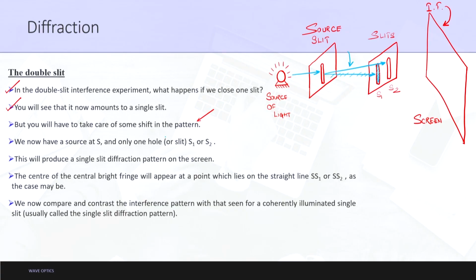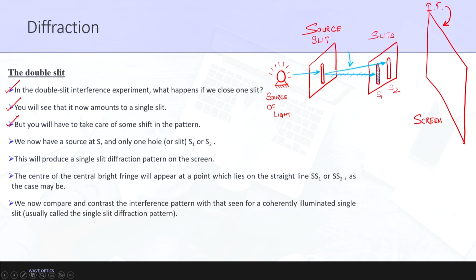But if we close one slit, let's say this slit is closed now, then only an unsymmetrical, one-direction passage of light is moving on, and therefore an interference fringe is formed on the screen. Because of this unsymmetrical passage of light, there is a shift in the screen's visibility of the interference fringes. So you will have to take care of some shift in the pattern. Why there will be a shift, I have explained to you using the diagram here.